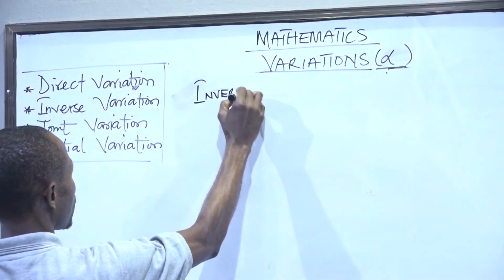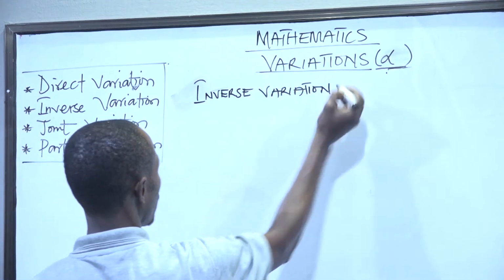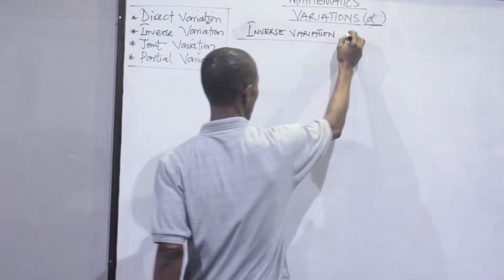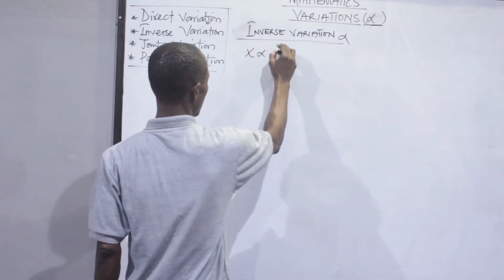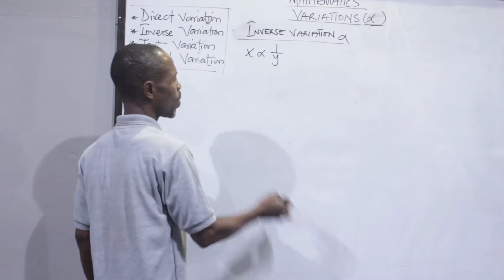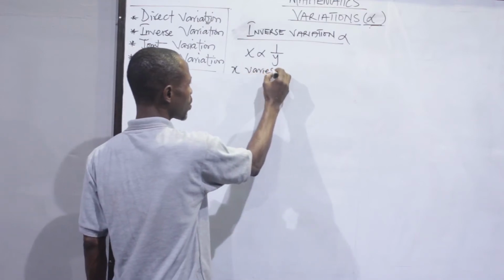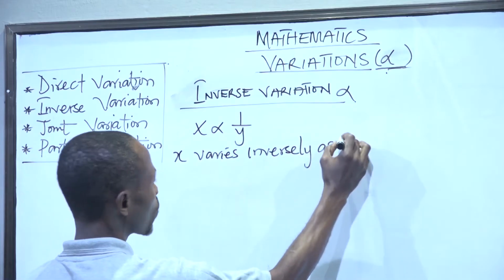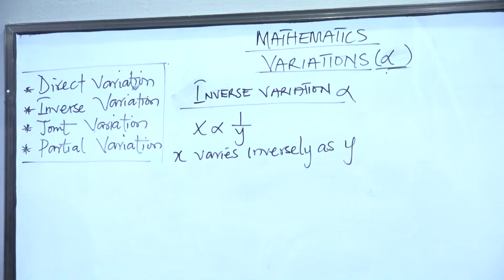We call it inverse variation or inverse proportion. Use the word inverse proportion or variation. So here, it's still going to carry that variation symbol. It looks like this. What this means is X varies inversely as Y or with Y. It depends on whether they want to use with or as. Take note, they could use with or as, still the same thing.